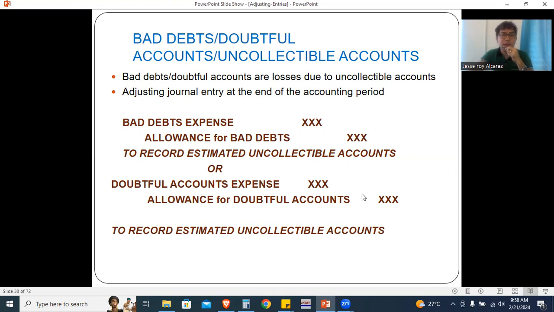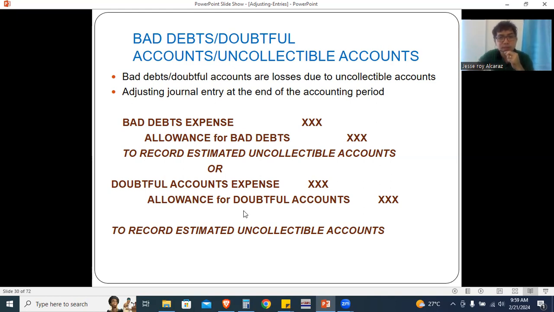But most of the time, and following the matching principle, mas nindot ang allowance method. So you debit bad debts expense, then credit allowance for bad debts, or simply you can use the doubtful accounts expense, then credit allowance for doubtful accounts. Now, take note that bad debts is an expense account, while the allowance for bad debts is a contra asset account that is deducted from the accounts receivable in terms of presentation.